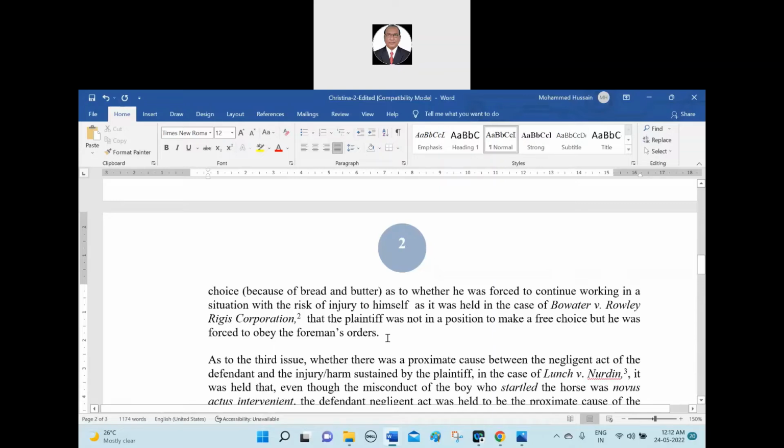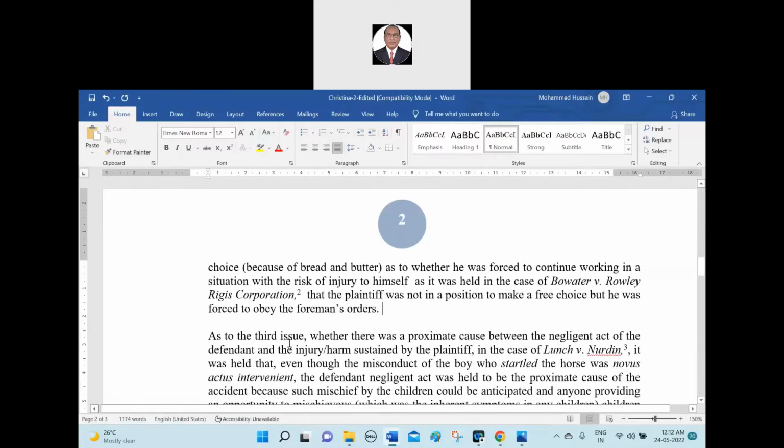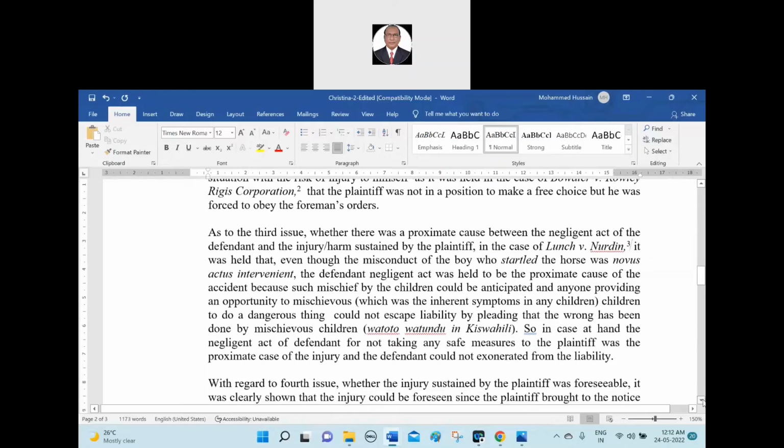What is meant by foreman? Pass on, you tell me, I will give the answer. A person who goes first, who leads the troop or the labor, is called foreman. Is it clear? So now, as far as the third issue is concerned, whether there was a proximate cause, the supporting case law is Lynch versus Nuruddin, and here also they have committed a mistake. The comma should be removed over here. First the comma should come, next the footnote will follow. So that is the style we have to follow.